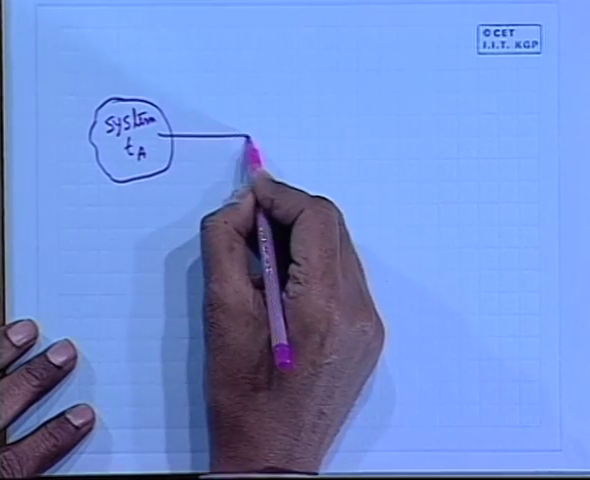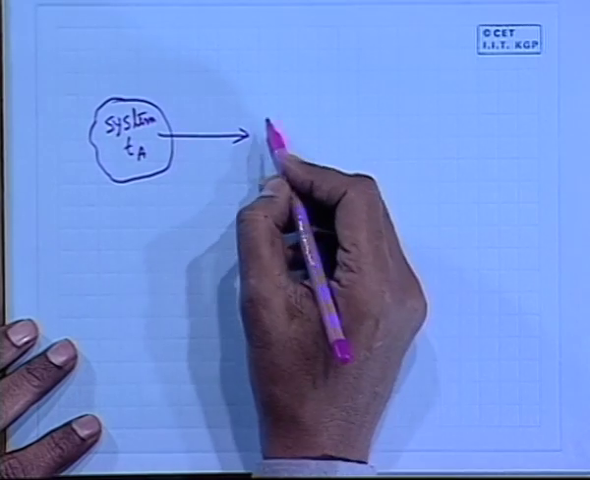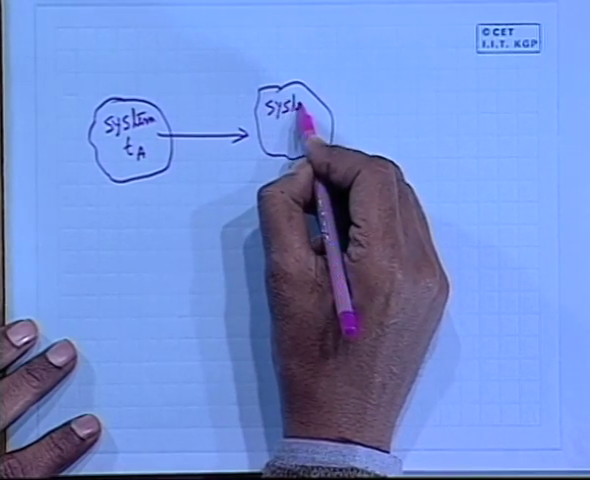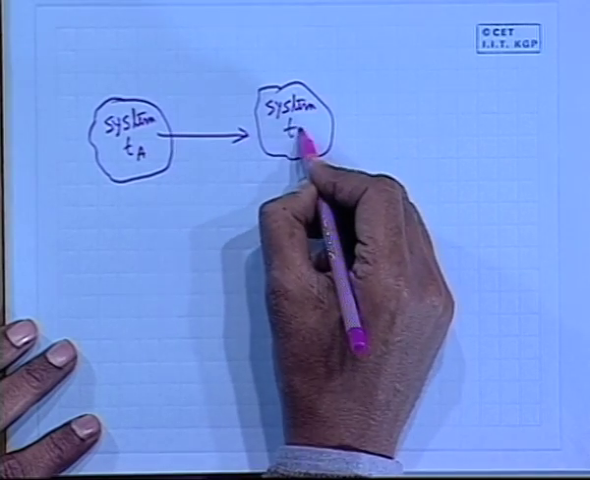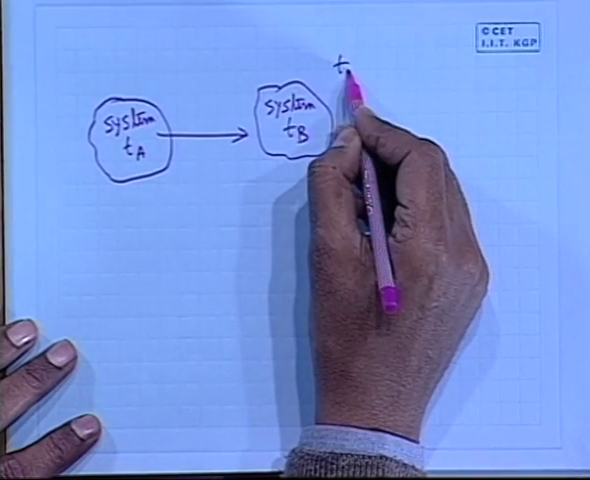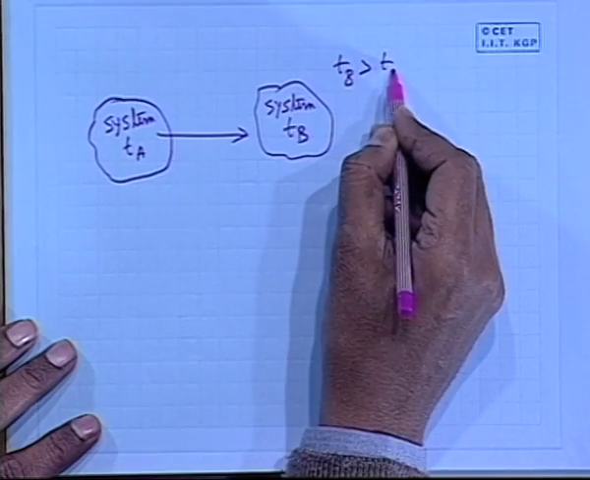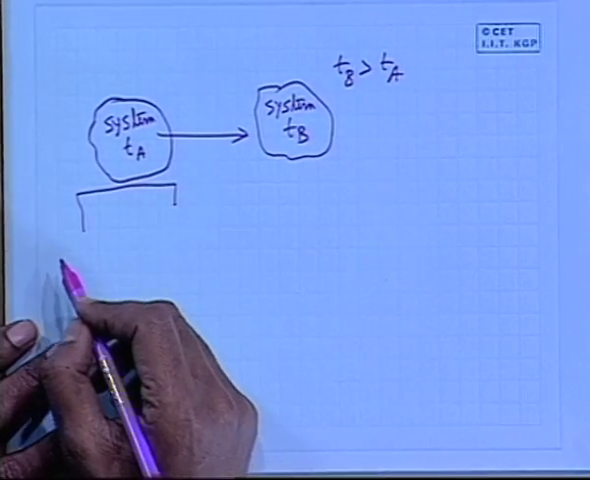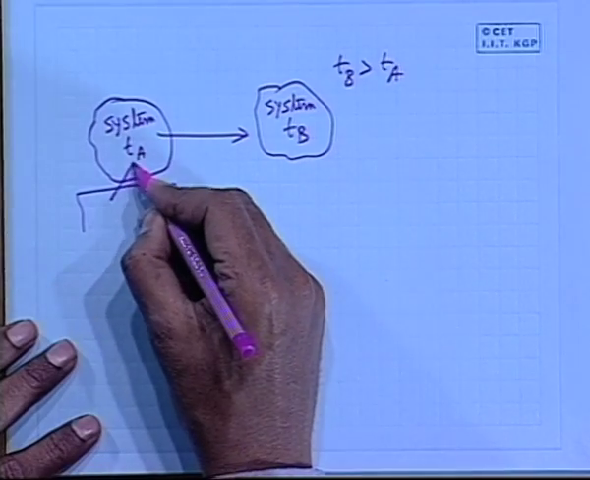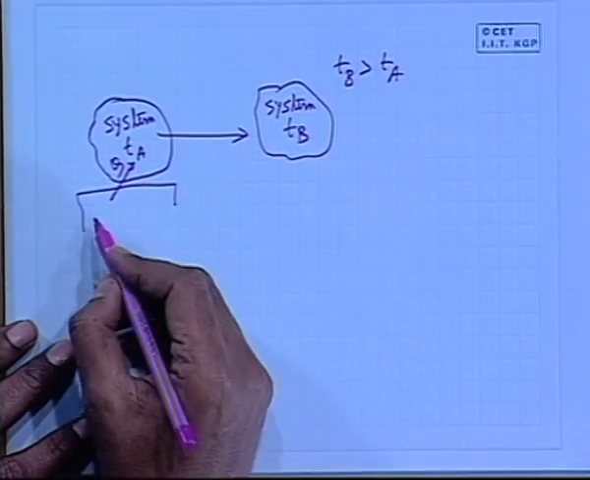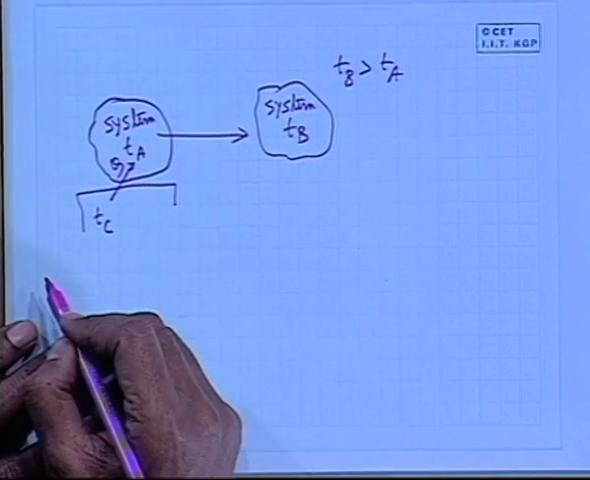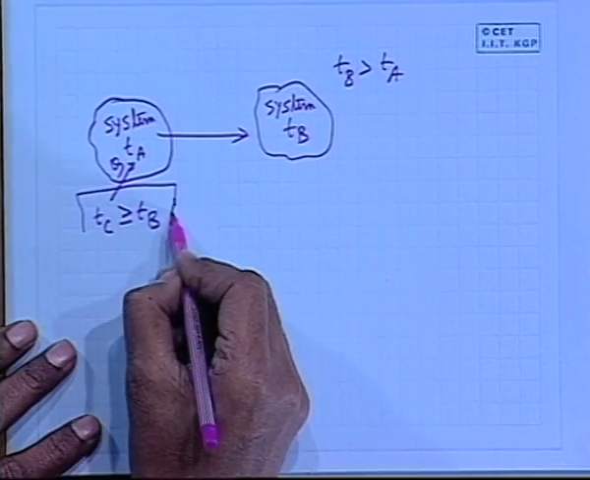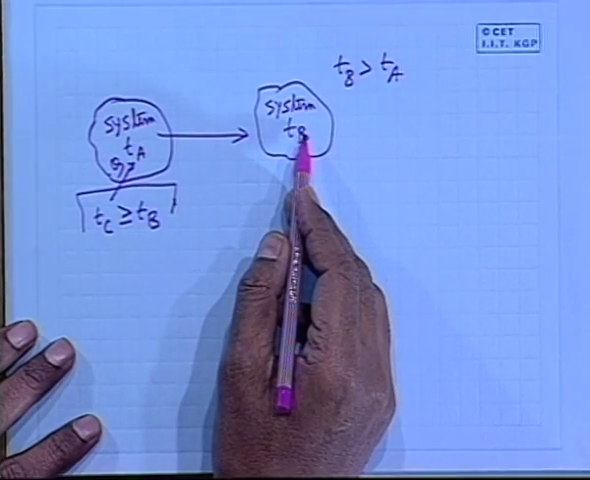Now, let us heat it to a temperature TB. The same system, heat it to a temperature TB. Now, TB is greater than TA. What should we do? Tell me. We should keep a hot body with a diathermic wall which will transfer heat Q, whose temperature TC will be greater than or equal to TB. Otherwise, it cannot be heated up to TB.